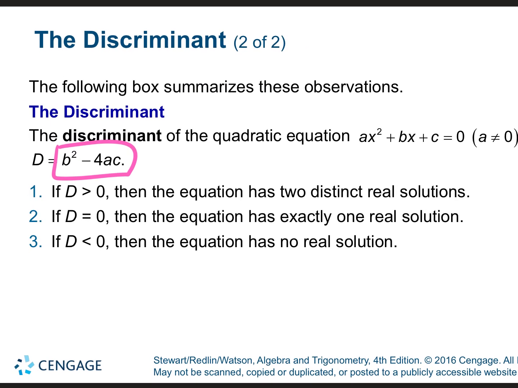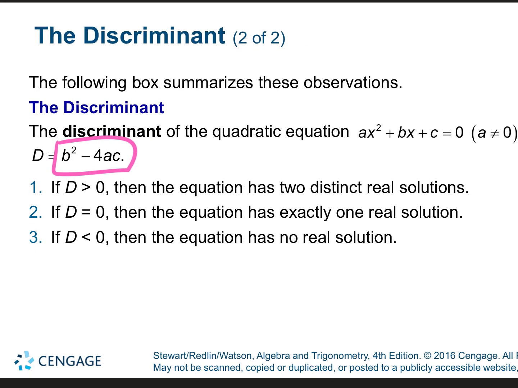If our discriminant is positive, that means we have 2 real solutions. If our discriminant is 0, we have 1 real solution. And if our discriminant is negative, then we have no real solutions. So just like in that last example we did, the number under the radical ended up being negative, and what was our answer? No solution. So if your discriminant is negative, that means you have no real solution.